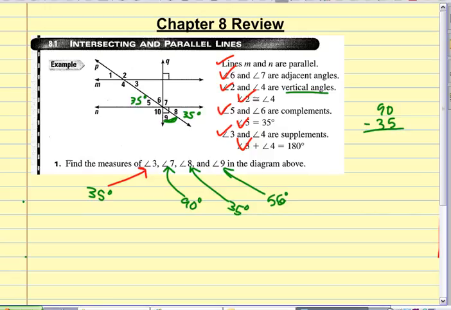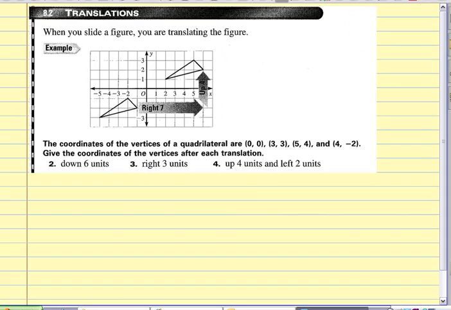This one took a while, but that's okay. All right? Let's look at the next review. Okay? This one says the coordinates of the vertices of a quadrilateral are (0, 0), (3, 3), (5, 4), and (4, negative 2). We're going to get to that in just a second.